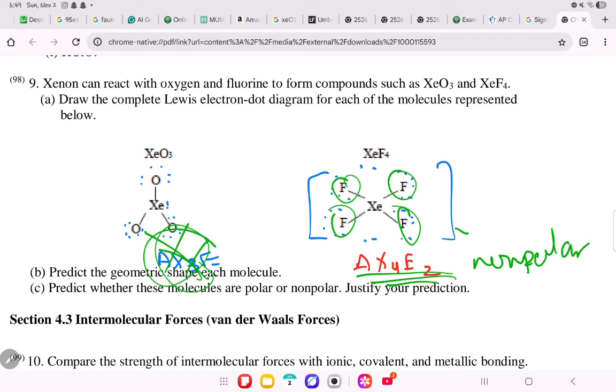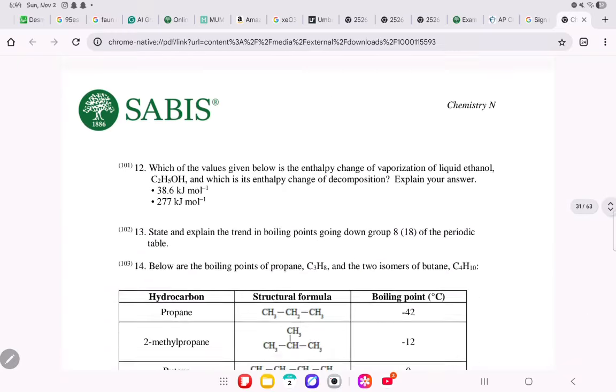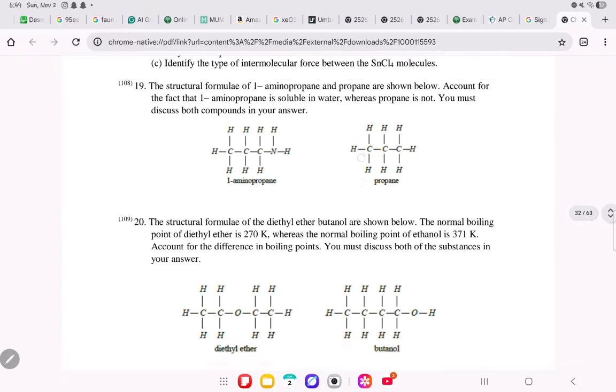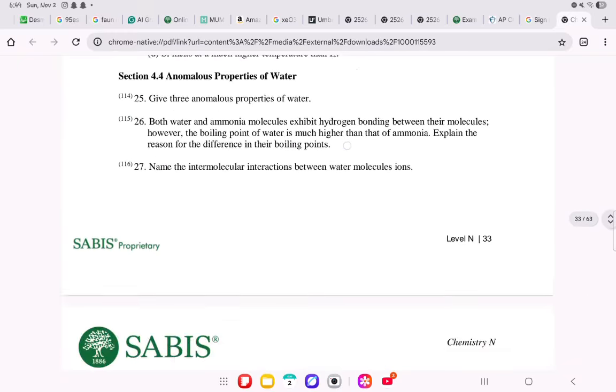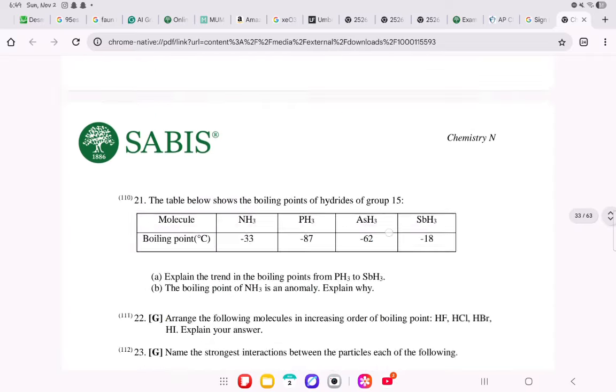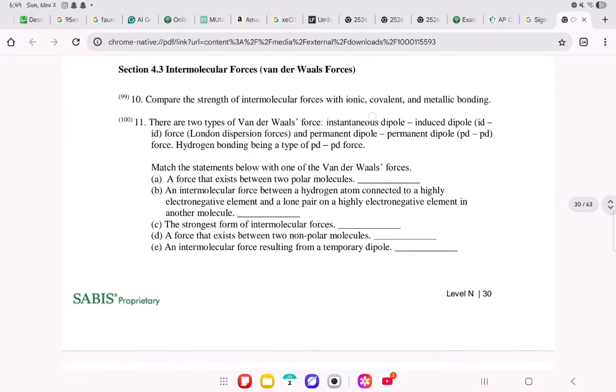Question number 9 done. Let me just check. 10, 11, 12, 13, 14, 15, 16, and so on. Oh my goodness, so many. It's okay, we can do it. We can finish it.